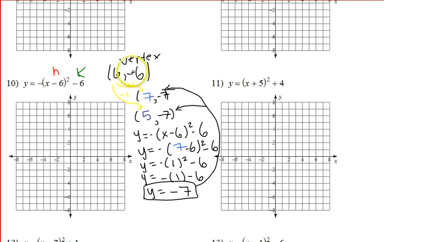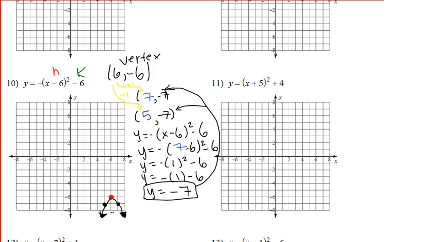So we have our 3 points. We can plot them. My vertex I'll plot in red again just so we can see it. 6, negative 6. Plot a point. And then we have 7, negative 7, just down here. And 5, negative 7. Notice how they form a U. So now we've graphed our parabola.